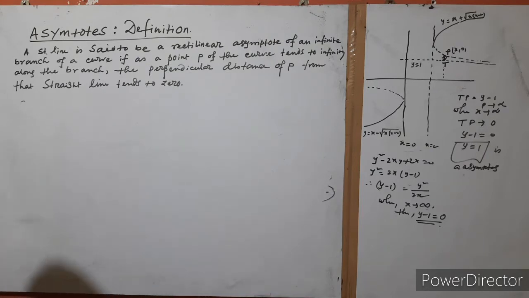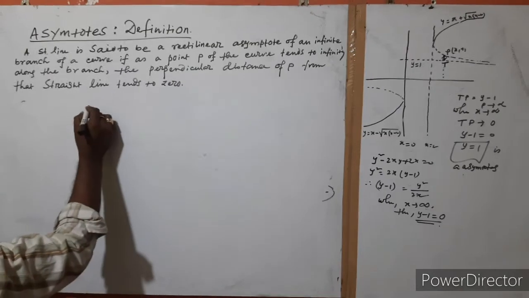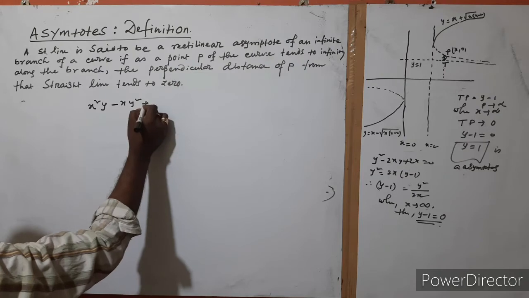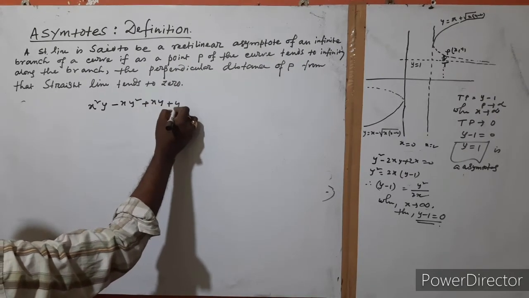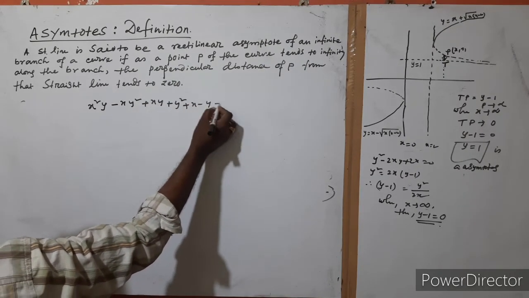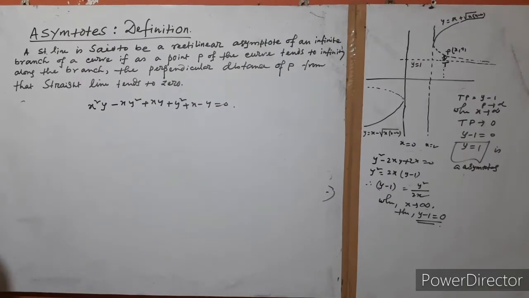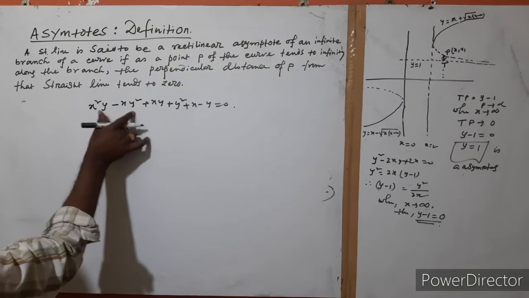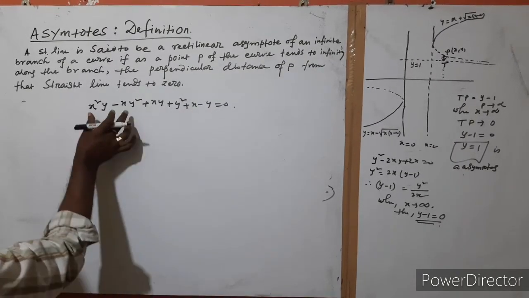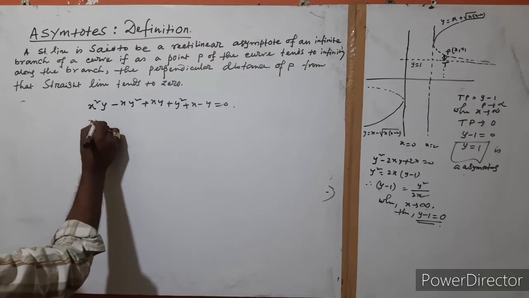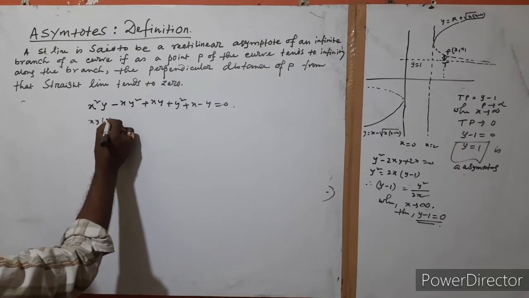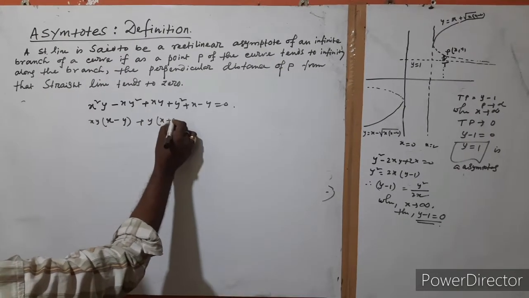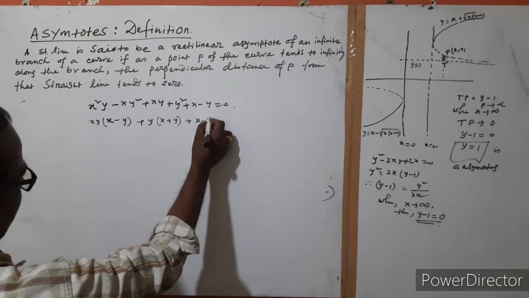Find the asymptotes of the curve x²y + xy² + xy + y² + x − y = 0. So student, see the degree of this curve. As we see, this is the same degree, this is the second degree, and this is the linear degree. So take a common xy from that. So we get here x minus y, and here is y, x plus y, and here is x minus y.